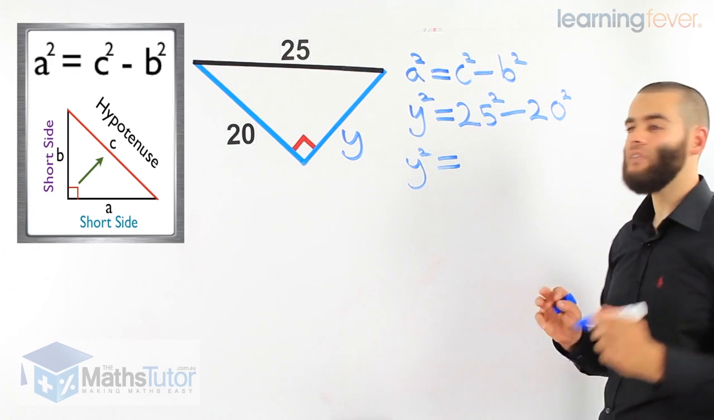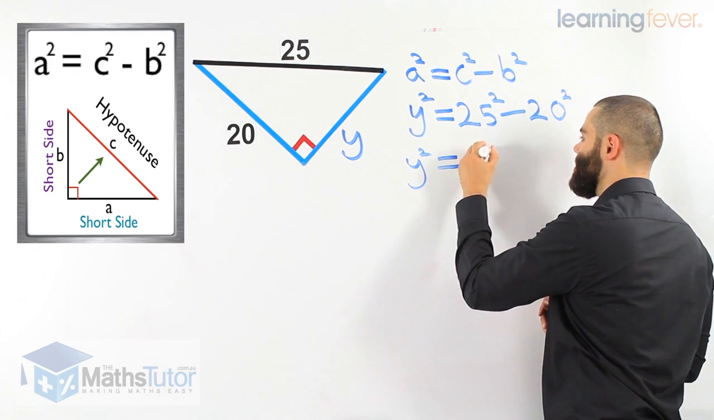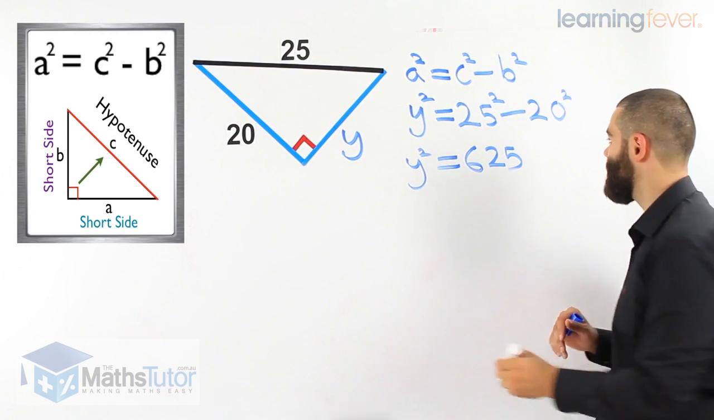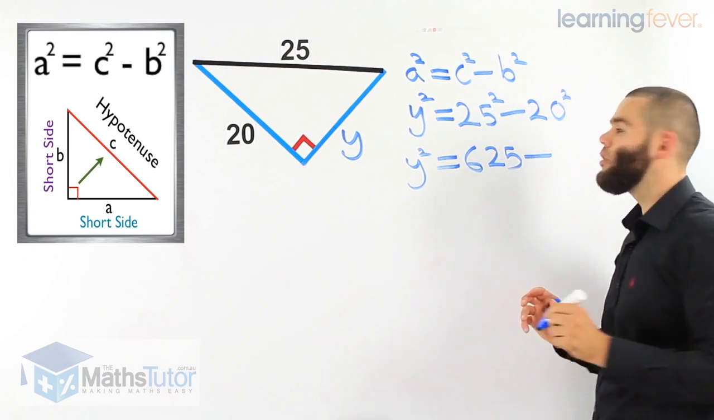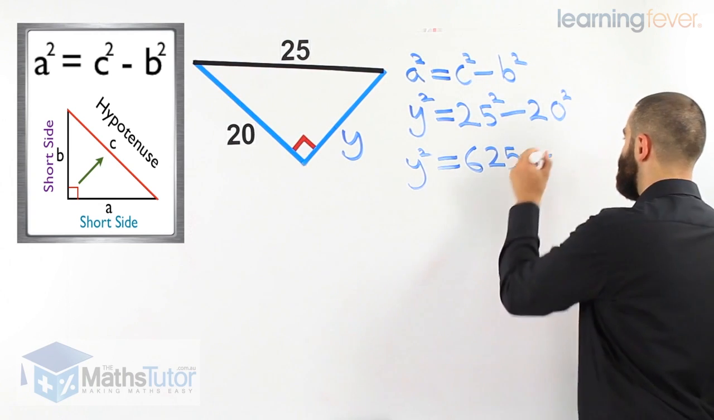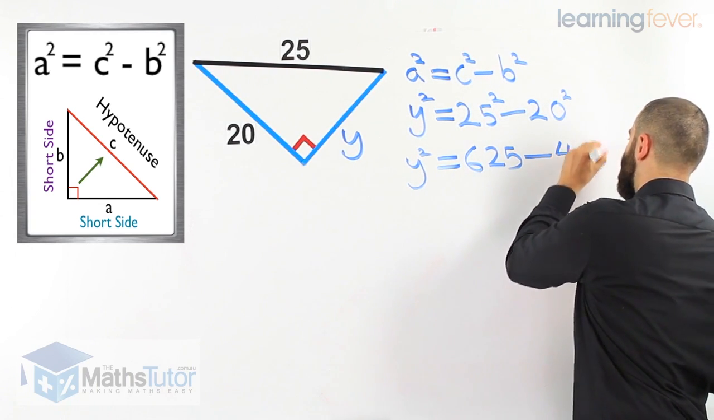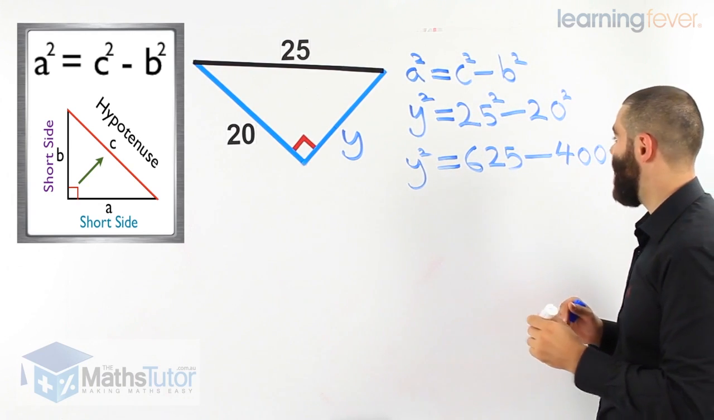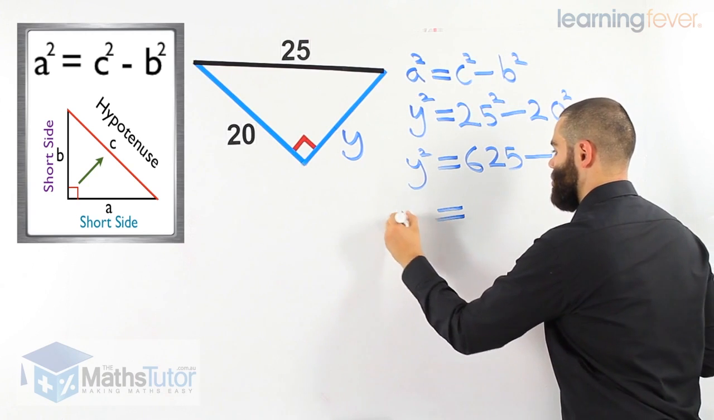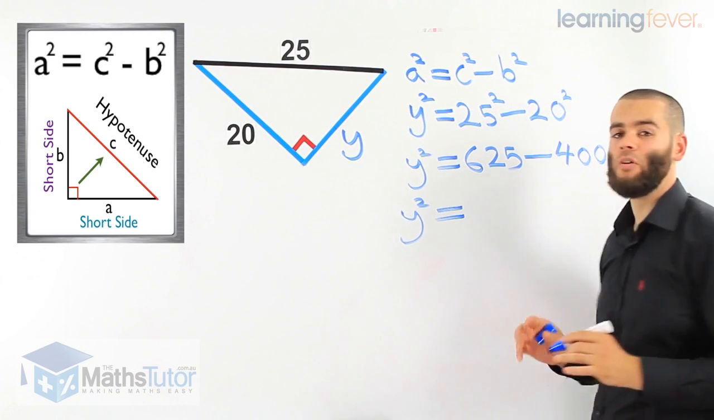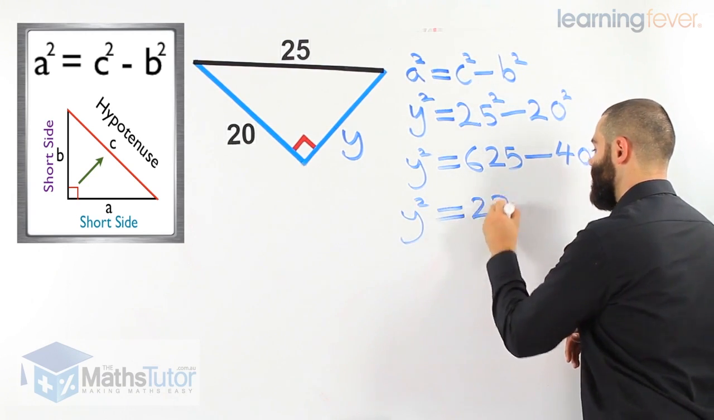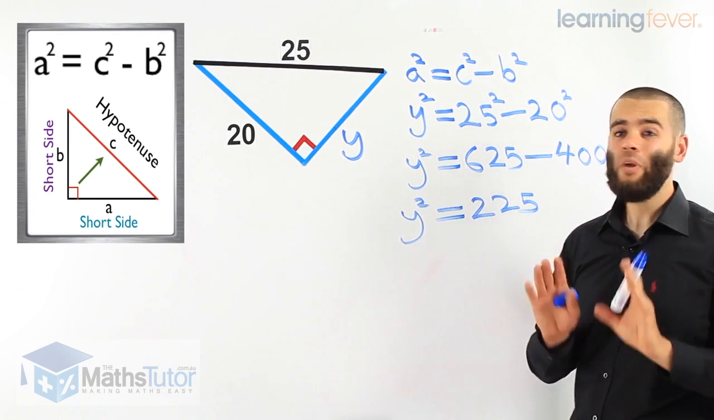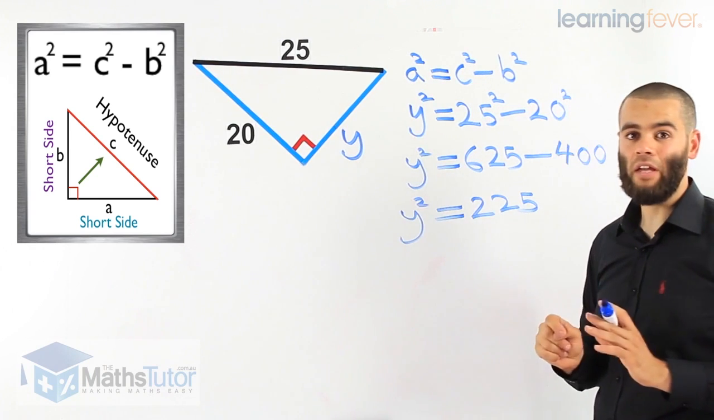Y squared equals 25 squared, 625. 25 squared is 25 times 25, 625. Once again, you can use your calculator. 20 squared is 20 times 20, 400. 625, take away 400. Y squared is 625, take away 400, 225. So y squared is 225, but remember, we are looking for y, not y squared.